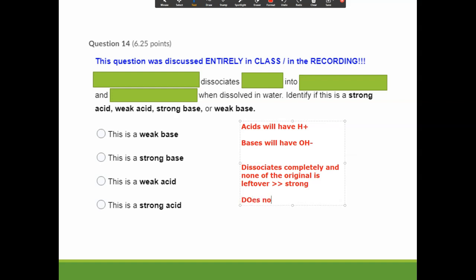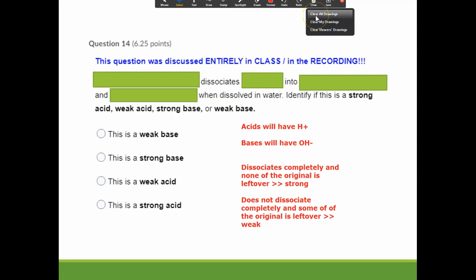And if it does not dissociate completely, and some of the original is left over, that makes it a weak acid or base. Okay, so everybody has a different chemical and a different description, so make sure you read that carefully to figure out, first, is it an acid or a base? And second, then is it weak or strong? Pause the video and continue playing when you're ready.